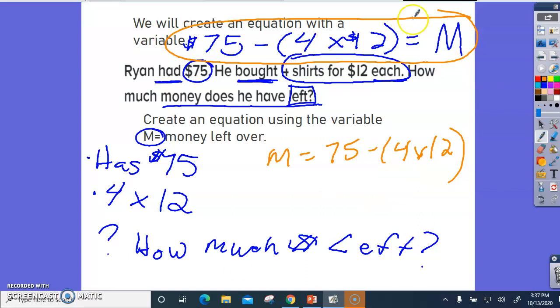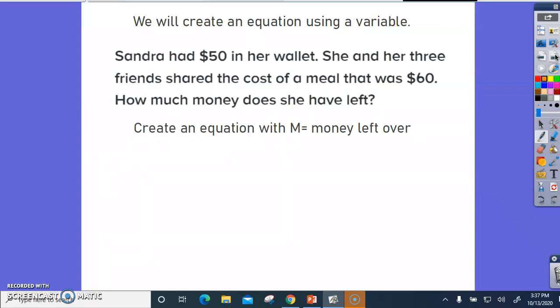Okay. We're going to do one more. This time, I'm going to not write down anything. I'm going to read it out loud. I want you to take a moment, pause the video, and try to solve this one on your own. So same thing. We will create an equation using a variable. Sandra had $50 in her wallet. She and her 3 friends shared the cost of a meal that was $60. How much money does she have left? This one is really hard. You're going to use the M as your variable.